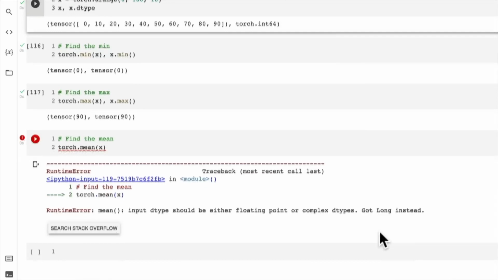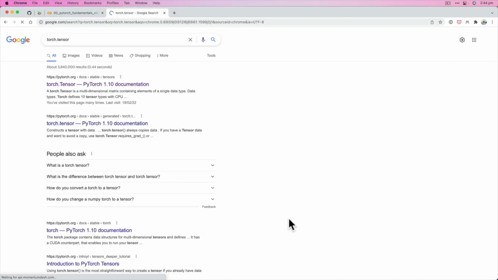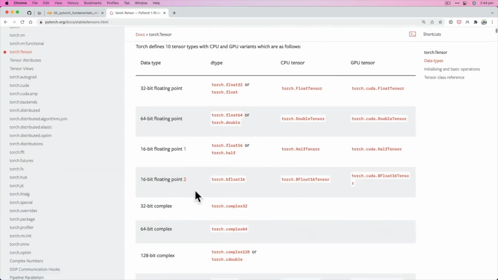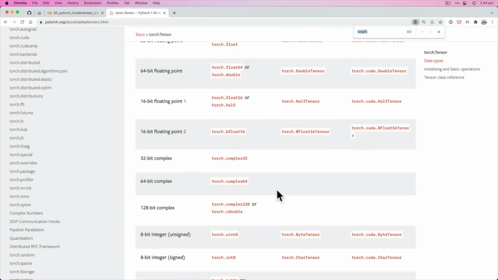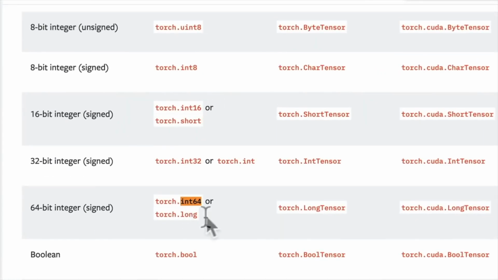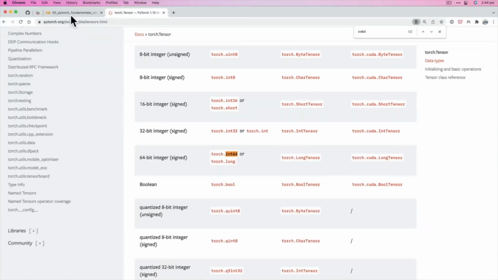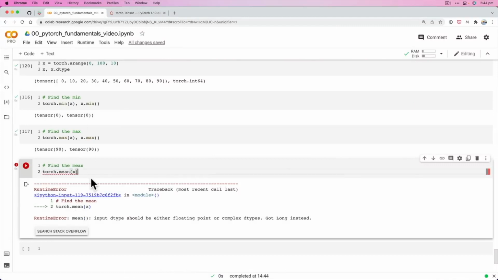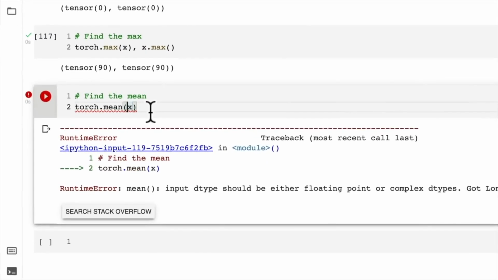int64, which is long. So if we go to, let's look up torch tensor. This is where they're getting long from. We've seen long before. Is int64, where's that? Or long, yeah. So long tensor, that's what it's saying. And it turns out that the torch mean function can't work on tensors with data type long. So what can we do here? Well, we can change the data type of x. So let's go torch mean x type and change it to float 32.